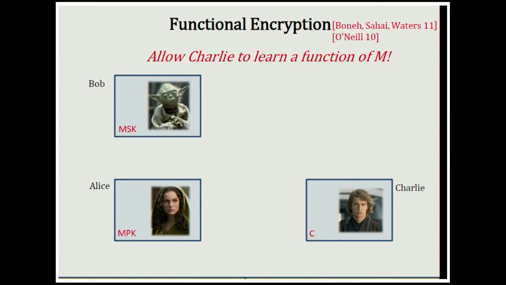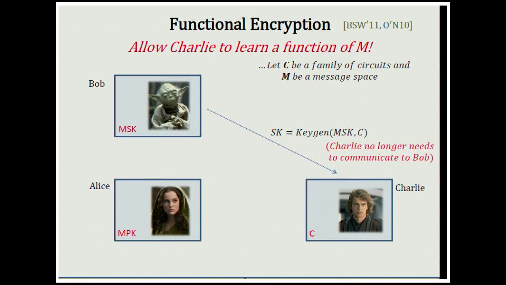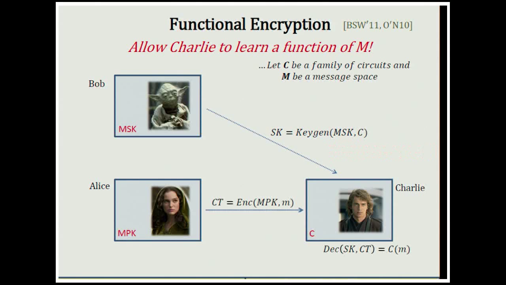In particular, it says the following. How can we allow Charlie to learn a function of a message M? Let C denote a family of circuits, and let M be the message space. Now Bob can run a special key generation algorithm on the master secret key and a particular circuit from the family. He can send it to Charlie. And now he can go offline without having to communicate with him ever again.